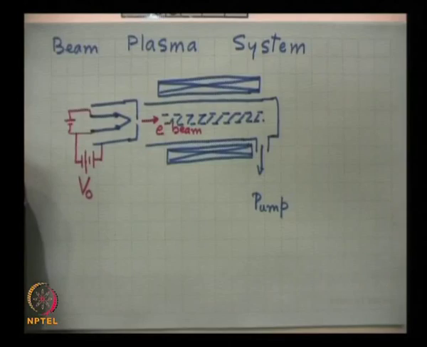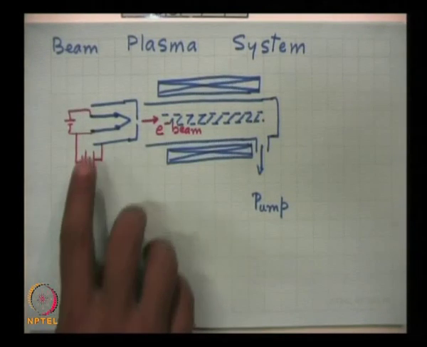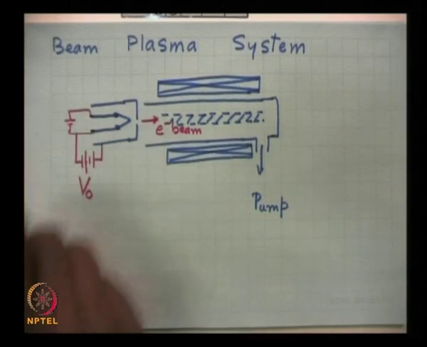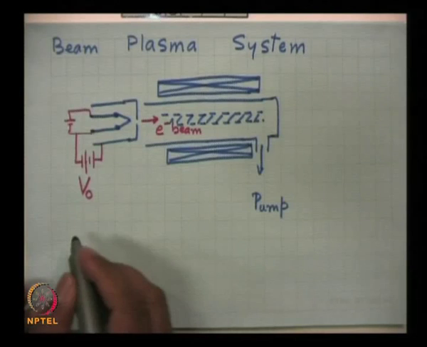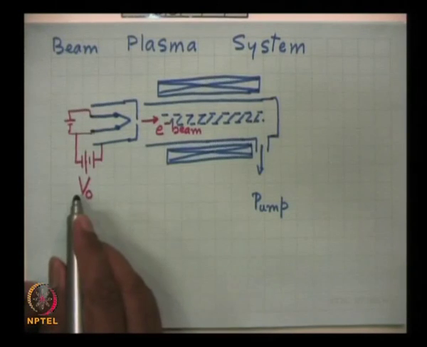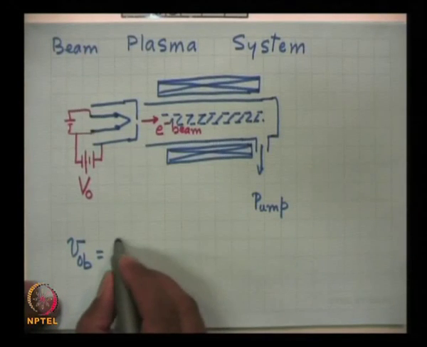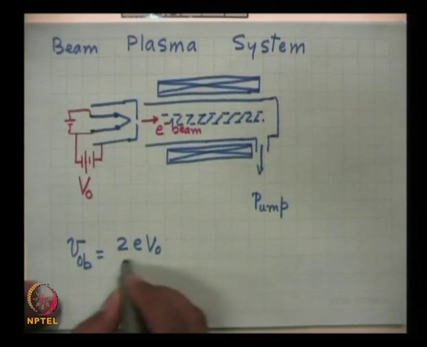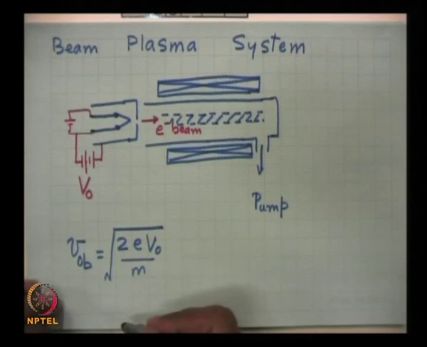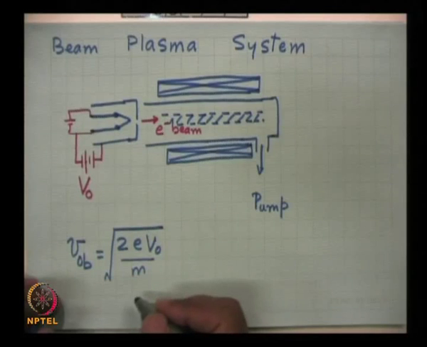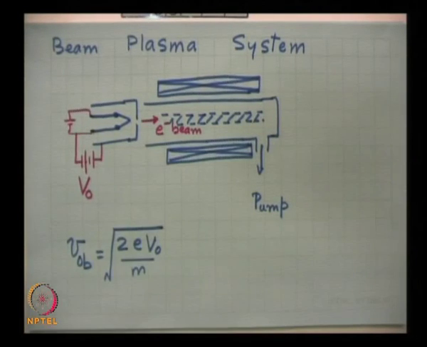This is the simplest schematic. The beam velocity is controlled by the beam voltage, the voltage of this gun. This entire thing is called an electron gun or a diode, and for the beam velocity you can easily say that half m v squared equals e V0, so v is the square root of 2 e V0 upon m, where e is the magnitude of electron charge and m is the electron rest mass, and this is the velocity that you will get there.